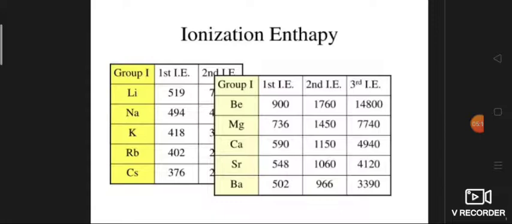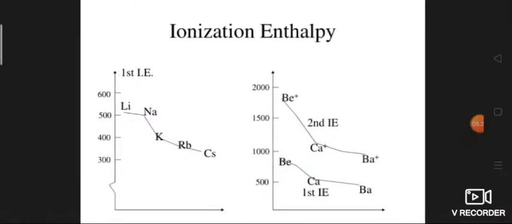For beryllium, magnesium, calcium, first ionization enthalpy and second ionization enthalpy are there, and the third ionization enthalpy is much higher than the first and second. Lithium has higher ionization enthalpy. Cesium has lower ionization enthalpy. So down the group, ionization enthalpy decreases.